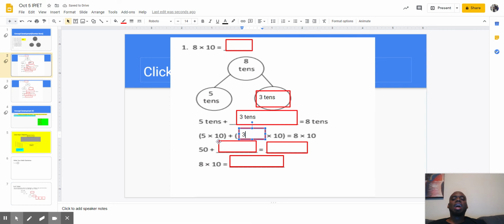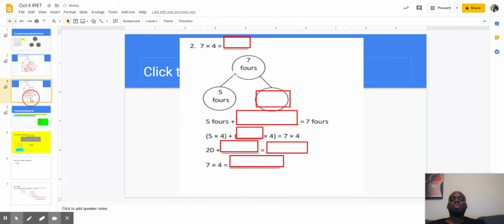And I know 5 times 10 equals 50. And I know 3 times 10 is what? 10, 20. Keep adding 10 three times. And I know that is 30. So 50 plus 30. Once we add 50 plus 30, what do we get, friends? Take your time. Yes, you are correct. You get 80. So we know 8 times 10 equals 80.